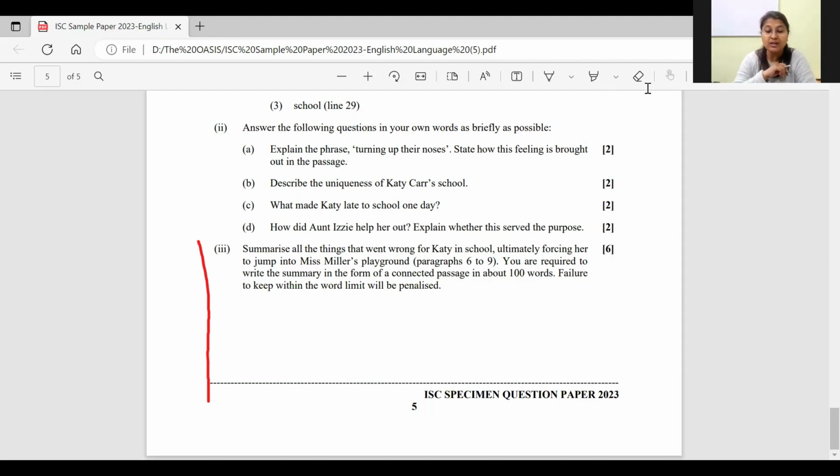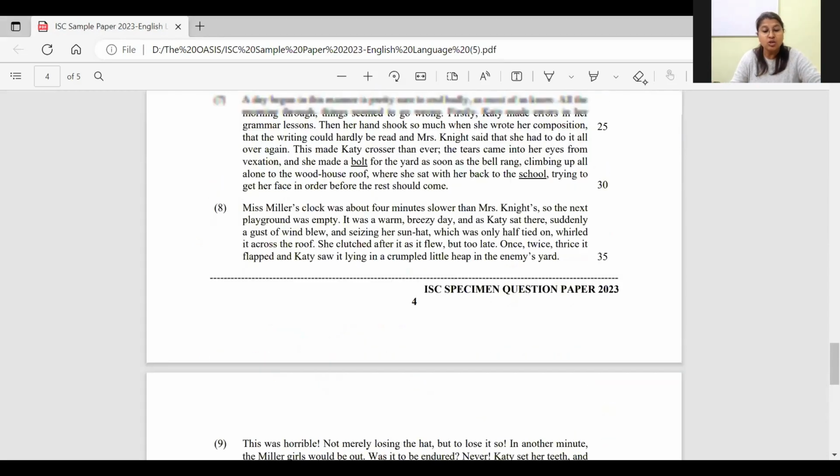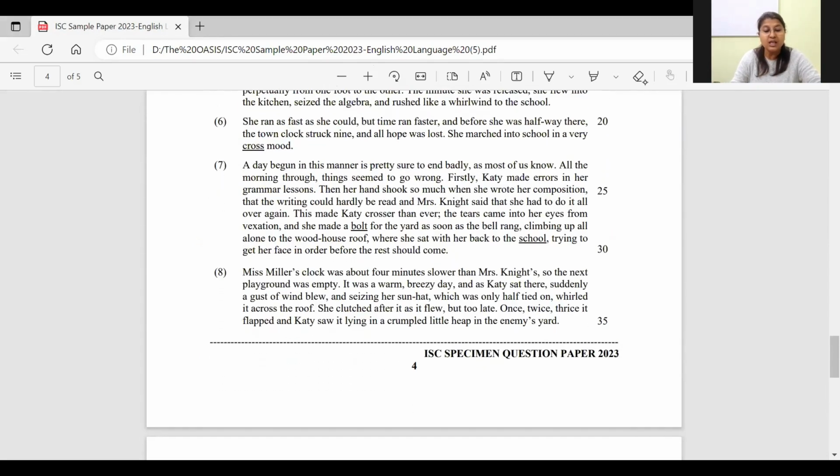Now, please understand, you are not supposed to summarize the whole passage. You have been given a particular thing that you need to mention, that is, summarize all the things that went wrong for Katie in school, ultimately forcing her to jump into Miss Miller's playground. And the paragraphs have also been mentioned. The paragraphs are 6 to 9, where you will get your answer in the way you are supposed to summarize. So let's come to these paragraphs. These are 6 to 9.